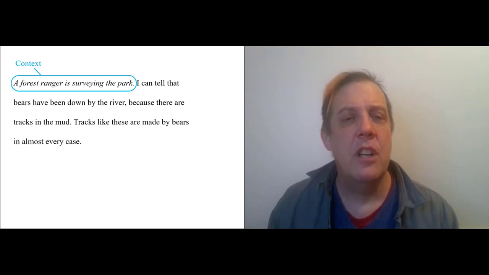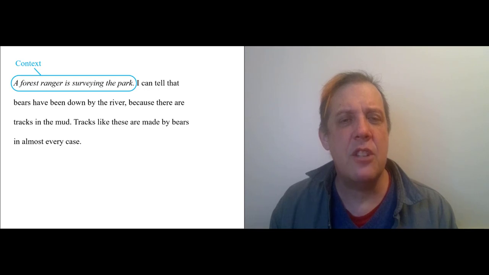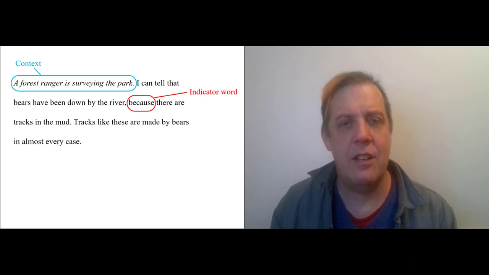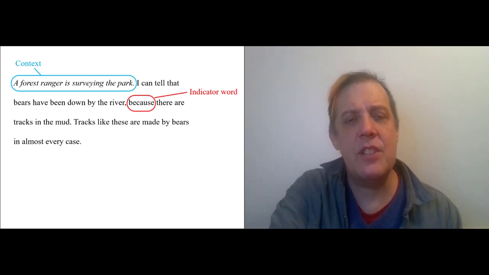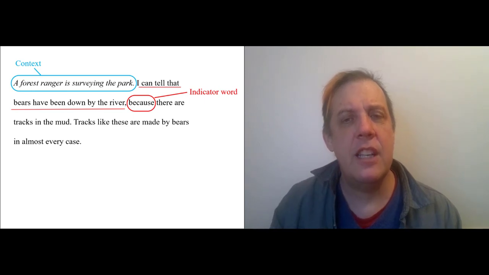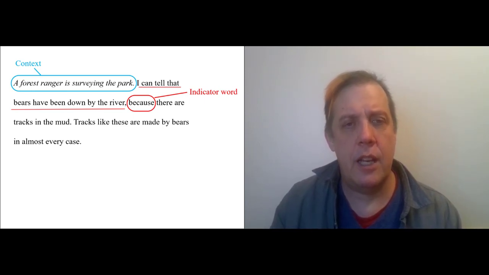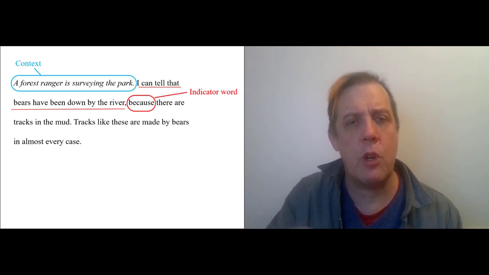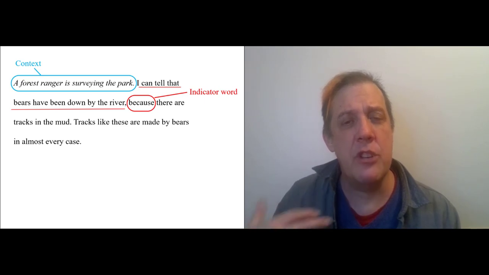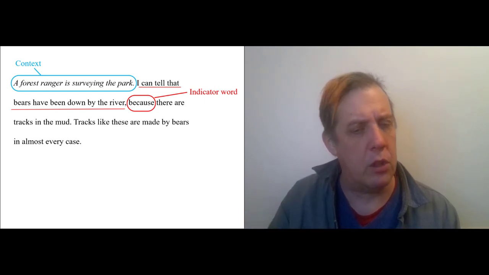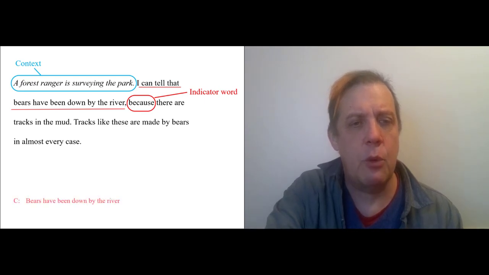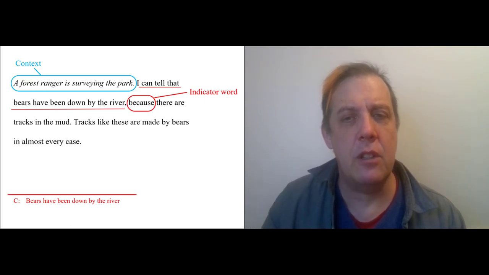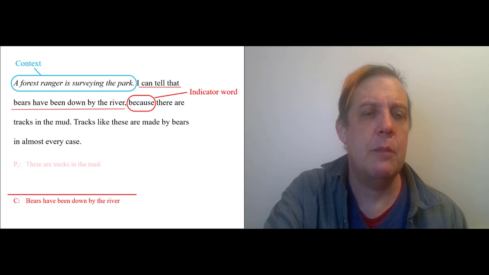So this is an argument, and you can tell it's an argument because it has an indicator word. It's got this "because," right? And that means that the first statement is the conclusion. "I can tell that bears have been down by the river." When we put this in standard form, we're going to drop out the "I can tell that," and we're just worried about this proposition that's about the world. We're not worried about the thinker. So we say, bears have been down by the river. We'll draw a line above it. That's our conclusion. And that means that the other two statements are premises.